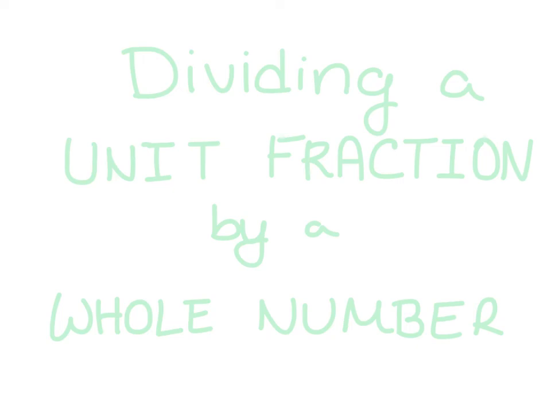We are going to look at dividing a unit fraction by a whole number. A unit fraction is a fraction whose numerator is 1, like for example 1/3 or 1/8. And a whole number is a number that doesn't contain a fraction or decimal, like for example 7 or 52.